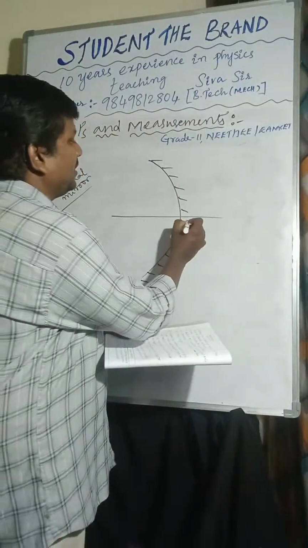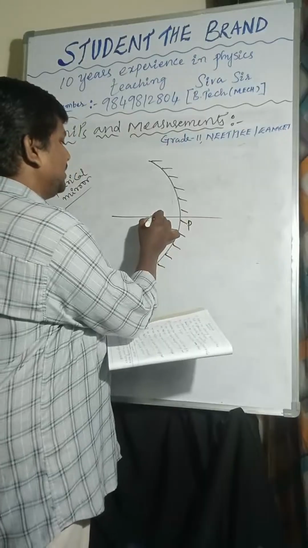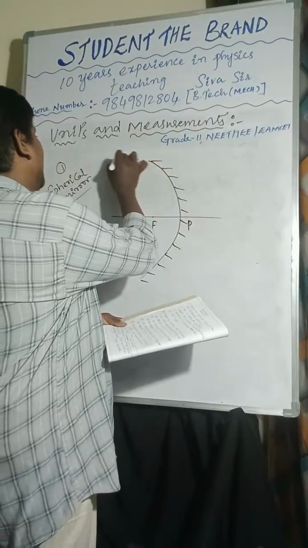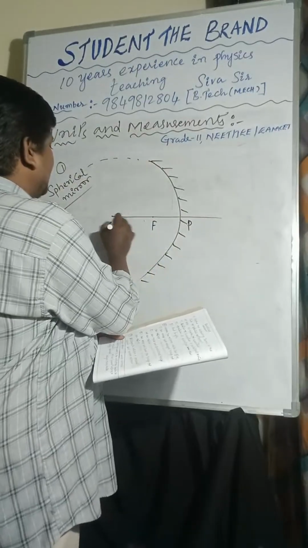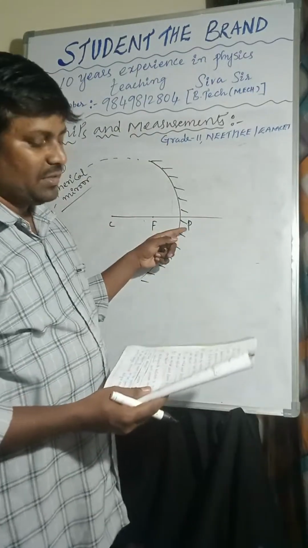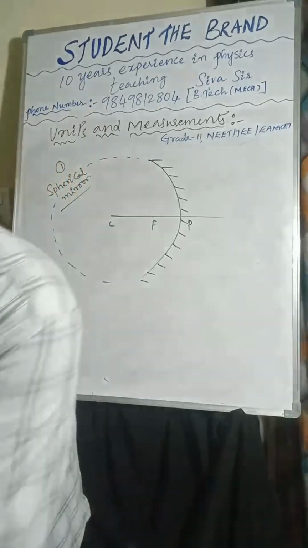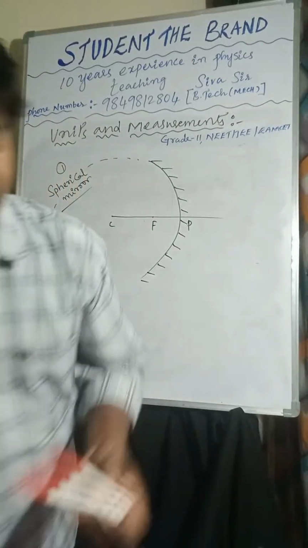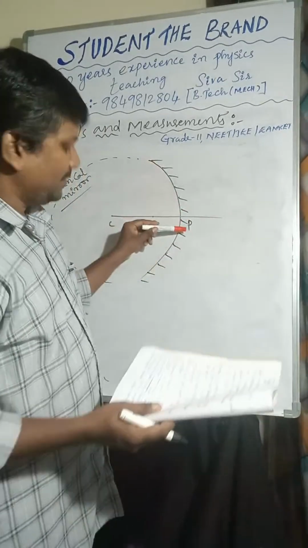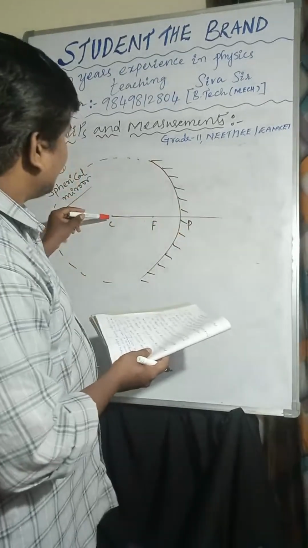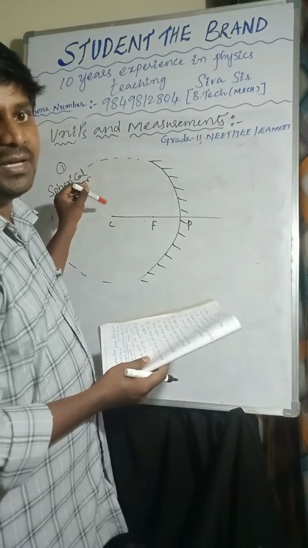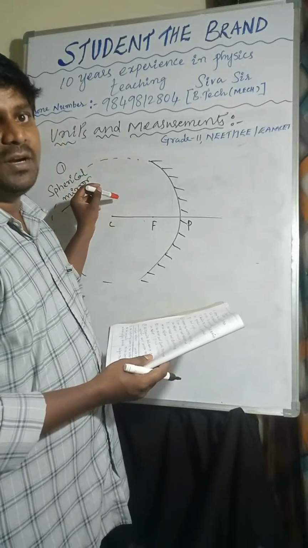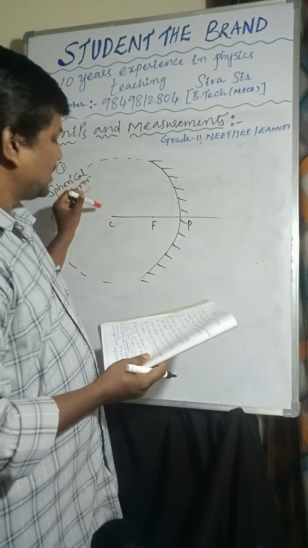The midpoint of the mirror is called the pole. After reflection, all light rays will meet at one point. So this is the pole. The center of the imaginary sphere of which the mirror is a part is called the center of curvature.